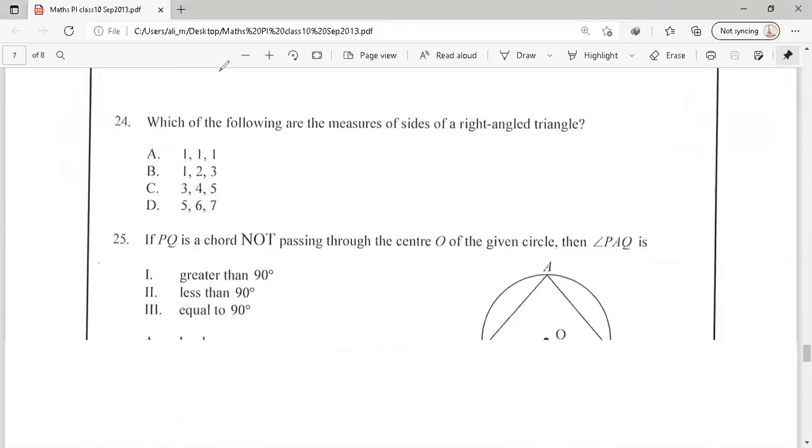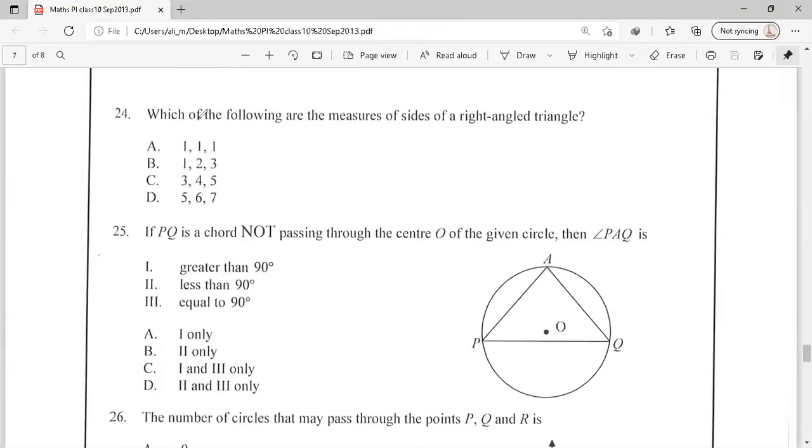Then we have question number 24. Which of the following measures the sides of a right angle triangle? We have to identify which of the following sides will form our right triangle. For a right angle triangle, the Pythagoras theorem should be applicable. So we can check all these options by applying the Pythagoras theorem. So let's check this 3, 4, and 5. The longest side is 5. So the square of the longest side is equal to the sum of the squares of the other two sides.